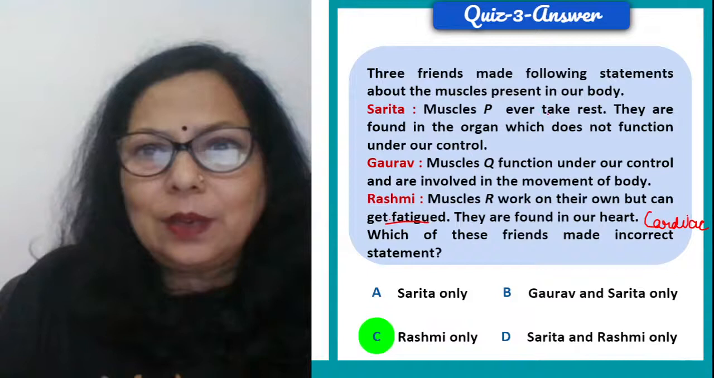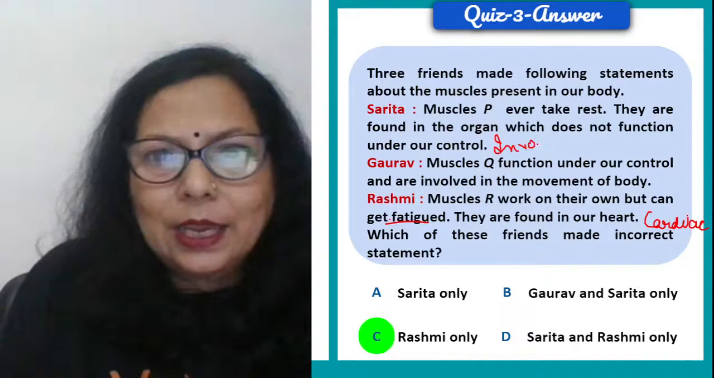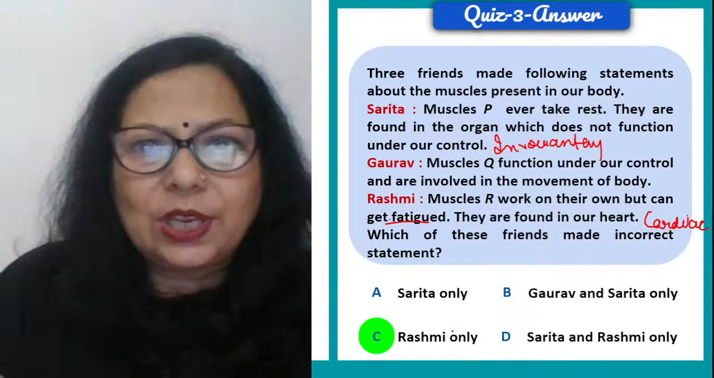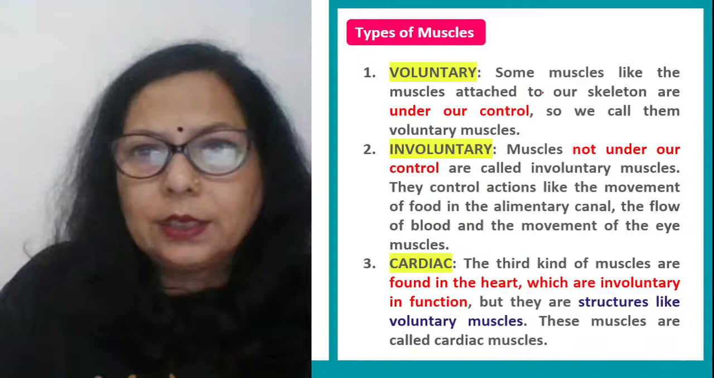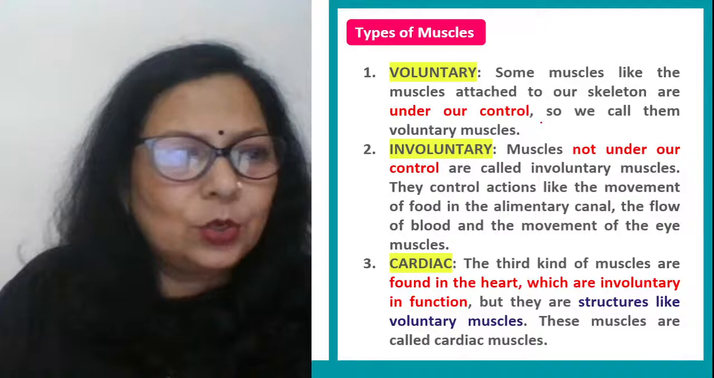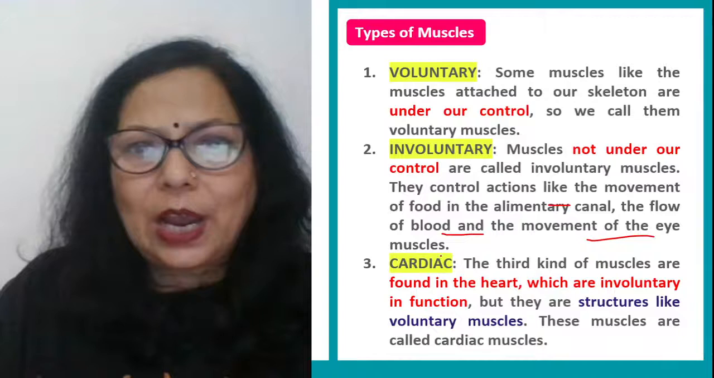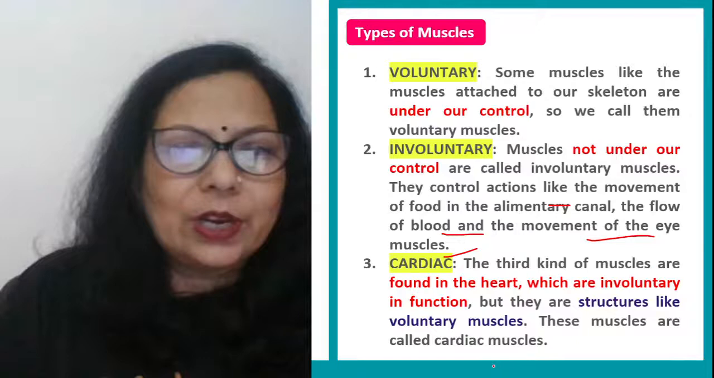Some muscles are involuntary muscles, like in your alimentary canal. Some muscles, like the muscles attached to the skeleton, are under our control. For example, those which involve movement. The alimentary canal, flow of blood, movement of the eye muscles are not under our control. And the third kind of muscle is found in the heart, which never gets tired, which never gets fatigued. So these are the three different types of muscles found.